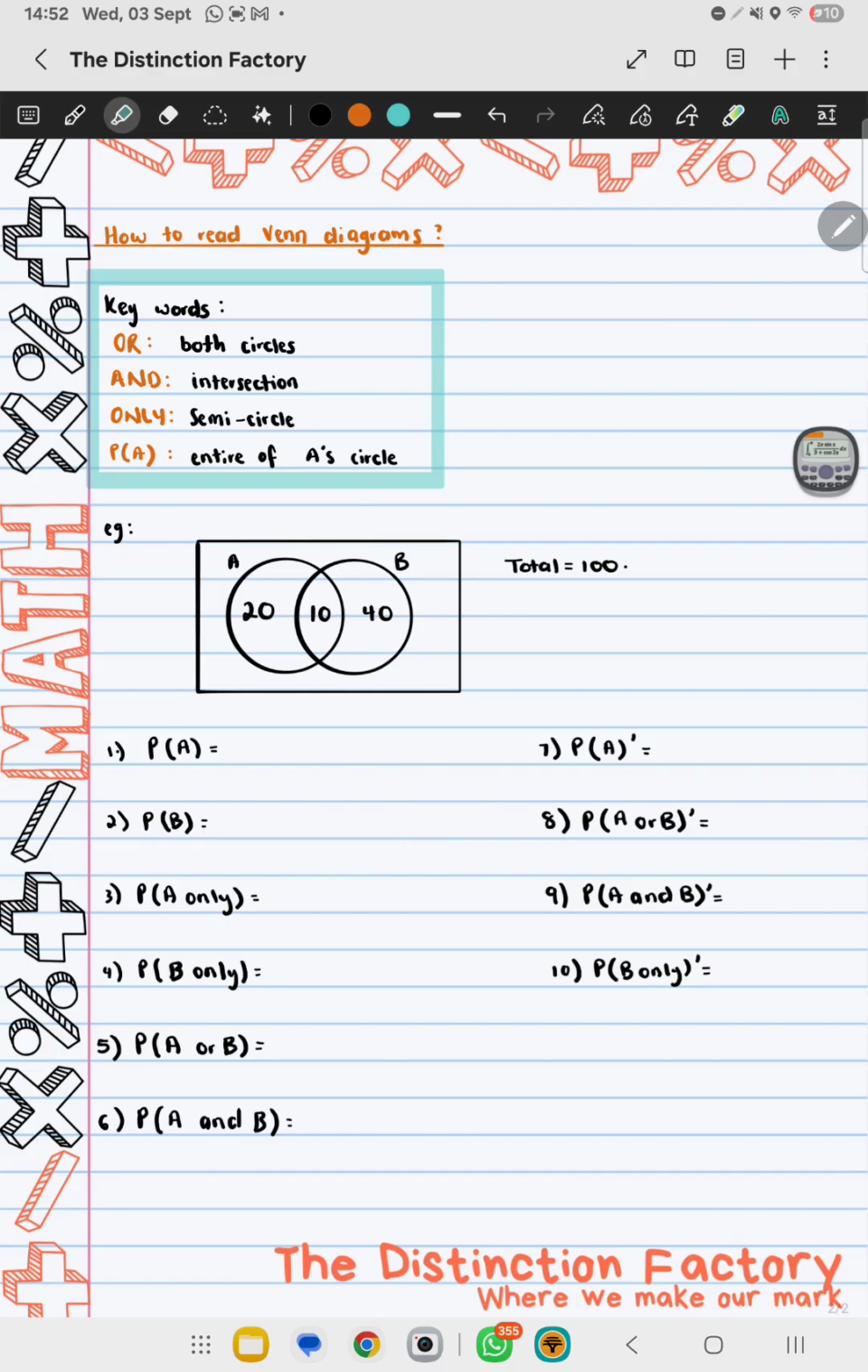Also, it's important to note whether they're asking for the number or the probability. If they're asking for the probability, we are going to have to put it over the total of 100, which is mentioned here on the side.